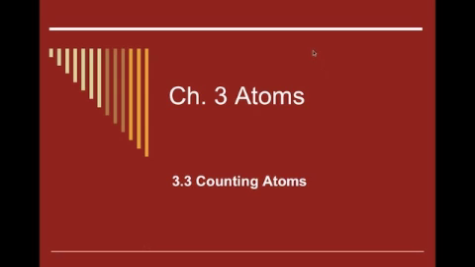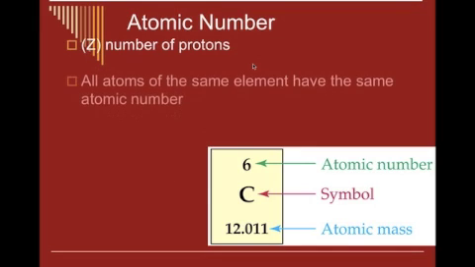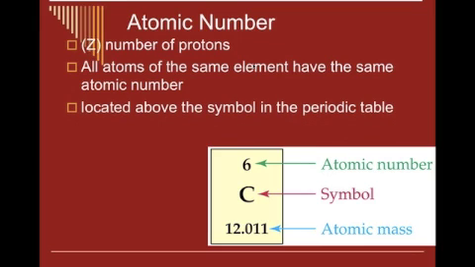Alright guys, we're going to continue with our notes on chapter 3, and now we're going to start talking about the math involved with all the atoms that we've been learning about. Now the first thing that we need to know, we need to write down that the atomic number is the number of protons. The symbol for it is going to be Z, and we're going to use this throughout the PowerPoint.